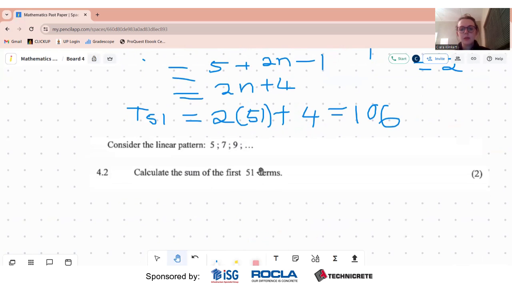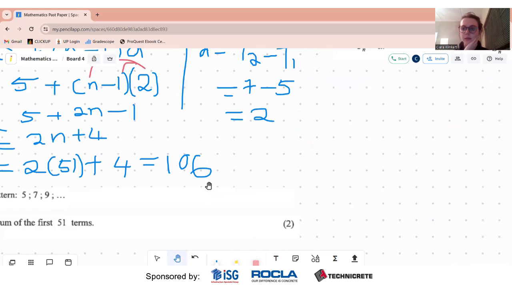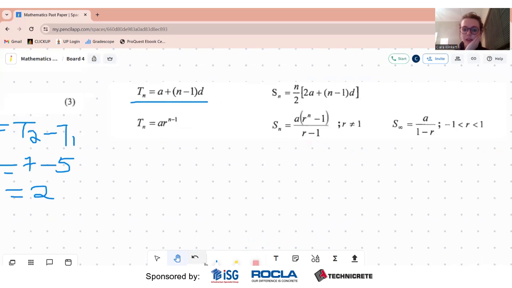Now, for the next one, we need to calculate the sum of the first 51 terms. So we need to use the formula for the sum of an arithmetic or linear sequence, and that is given by Sn is equal to n over 2 multiplied by 2a plus n minus 1 times d. Remember that when we want to calculate the value of a term at some position, we use Tn. And if we want to calculate the sum up to some position, we use Sn. So let's copy that down.